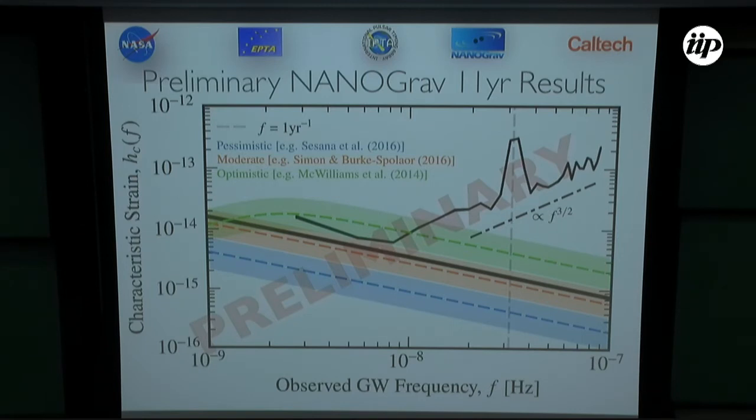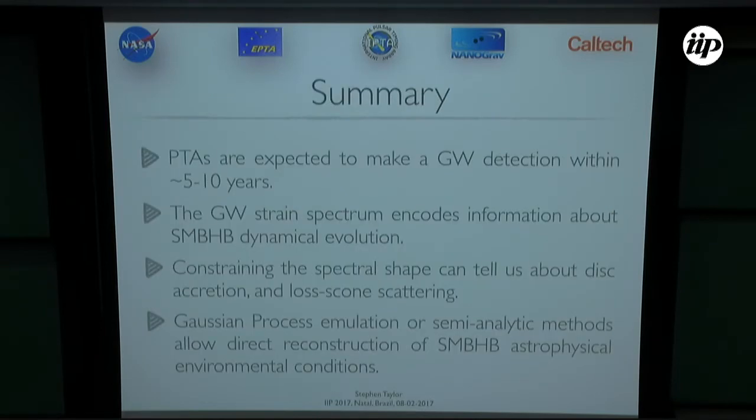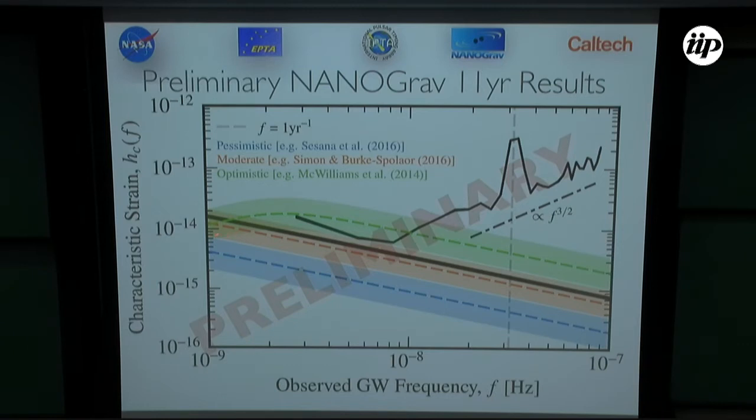And finally, I think I'll end with these very preliminary results for the NANOGrav 11-year data set analysis that's going to come out within the next few months. So you've got some optimistic predictions again for the McWilliams, Ostriker, and Pretorius model, more moderate predictions coming from Joe Simon and Sarah Burke-Spolaor, and pessimistic modeling scenarios coming from Alberto Sesana.